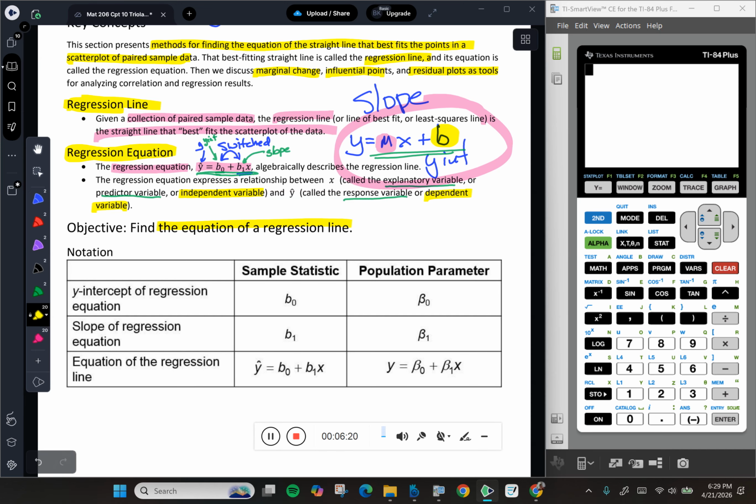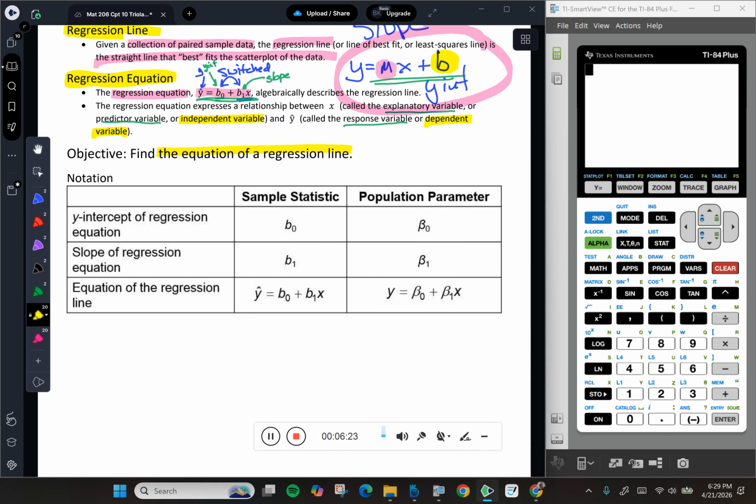Right? All right, just some more notation. Because our work is done on samples, the B sub 0 and the B sub 1 are referred to as sample statistics, the y-intercept and the slope. The population parameter that correlates with these is beta sub 0 and beta sub 1. Okay? When we're working with a sample regression equation, we've got a y hat there. When we're working with population, then we just call it plain old y.